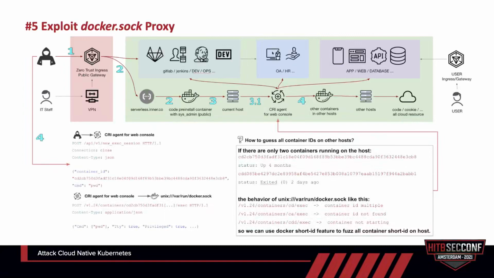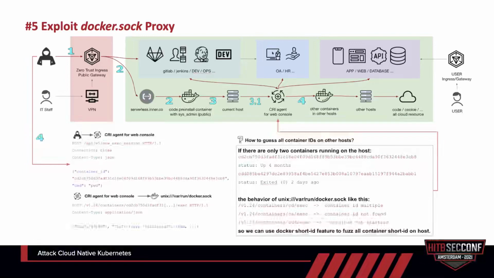But how should we get all the container IDs with 64 characters on each server? This is obviously impossible. But anyone who has used Docker containers knows that we can recall the entire container ID by using the first few digits of the container ID. In the Docker Unix socket, this feature is also supported.